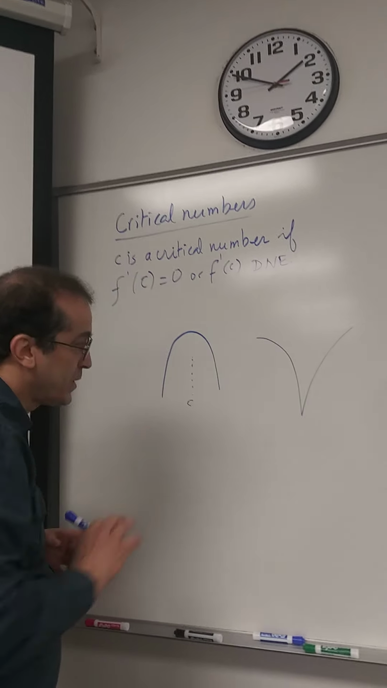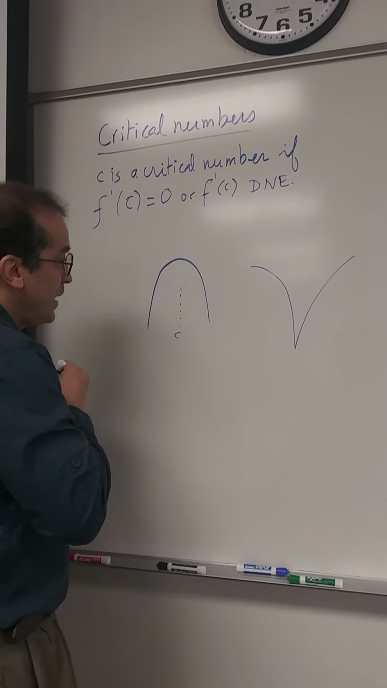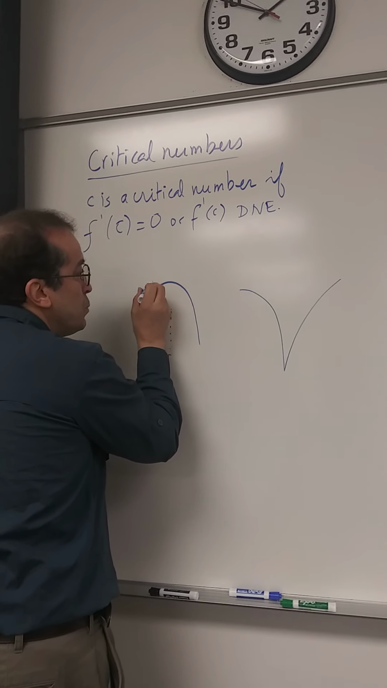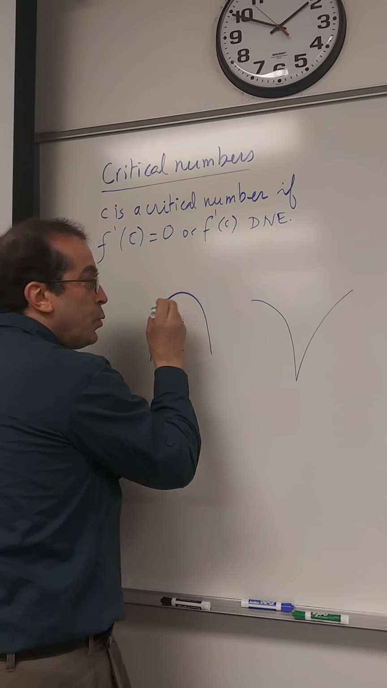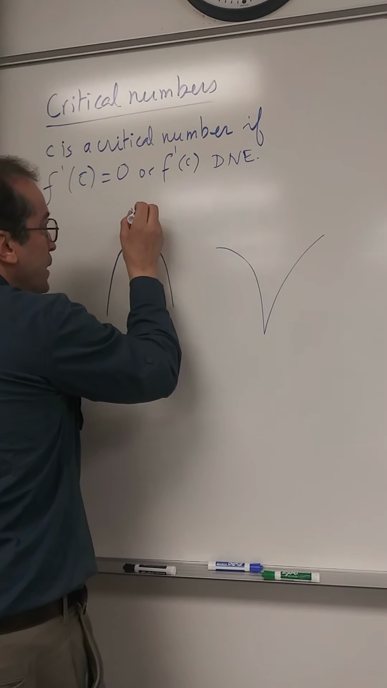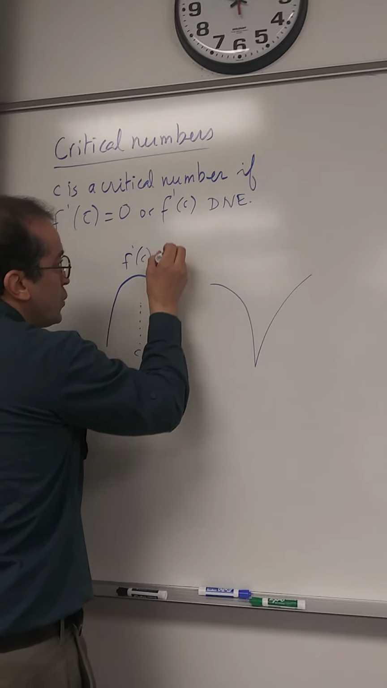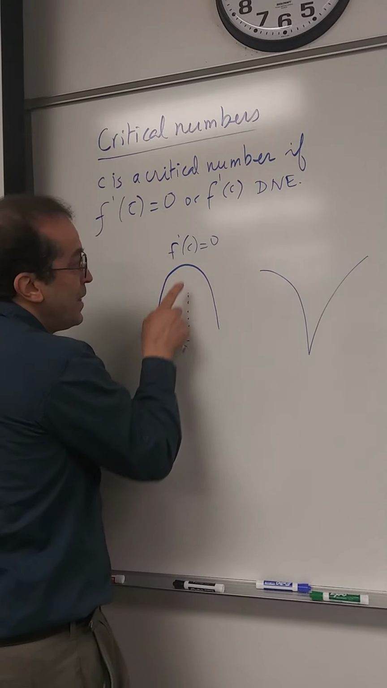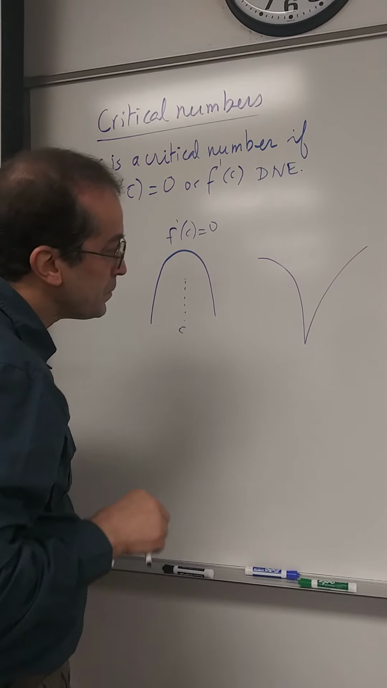I'm going to show you two examples here. In this example, this is a graph that goes up and then goes through a smooth highest point. At the highest point, the derivative is 0. So f prime of C is equal to 0. So whatever this number here is called a critical number. And this is a critical point.